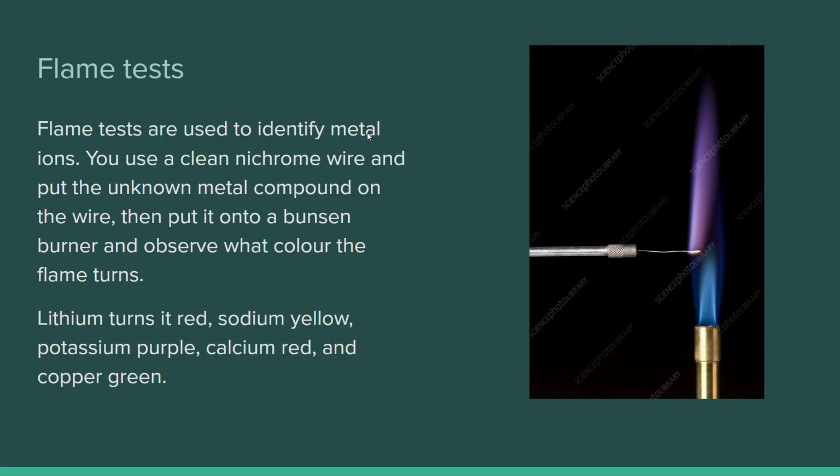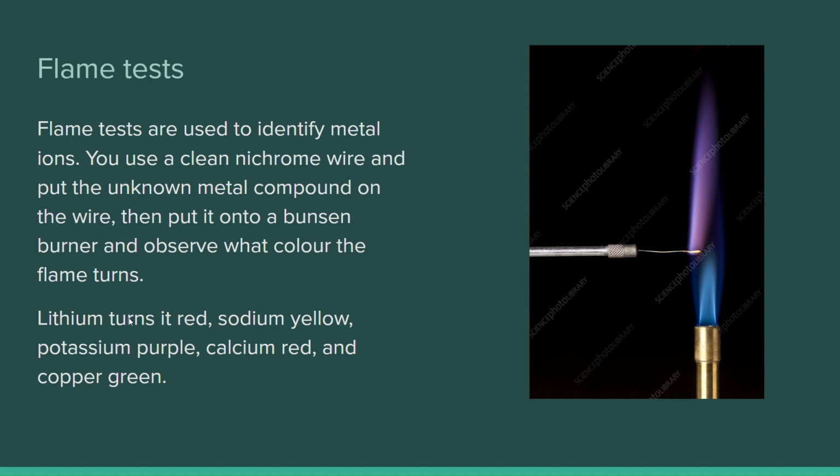So flame tests are used to identify metal ions again. You use a clean nichrome wire, which is this little wire over here, and you can clean it with hydrochloric acid. You put the unknown metal compound on the wire, then put it on the Bunsen burner and observe what color the flame turns.